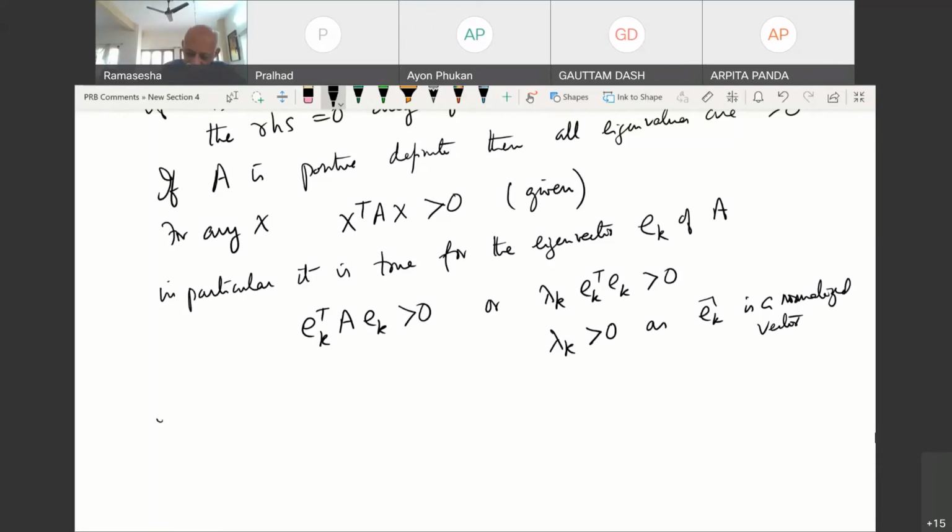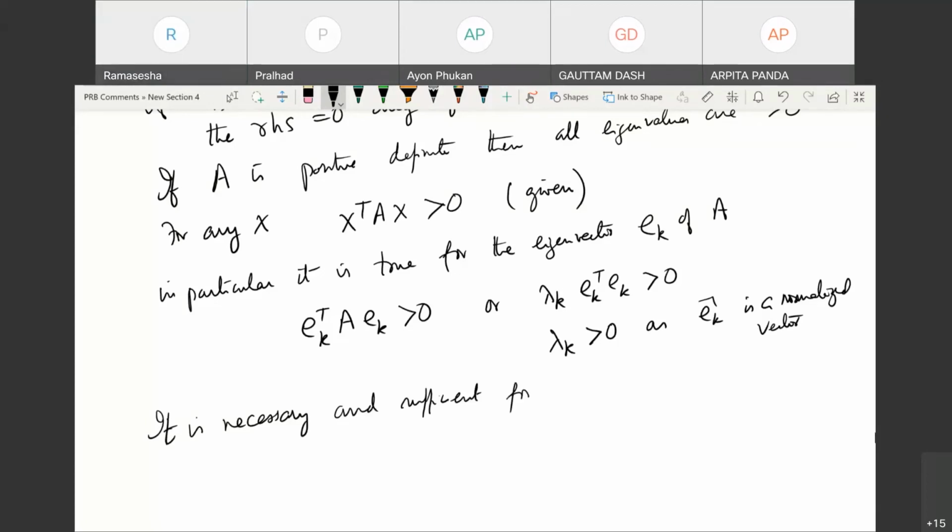So it is a necessary and sufficient condition for a matrix A to be positive definite that all its eigenvalues are positive.